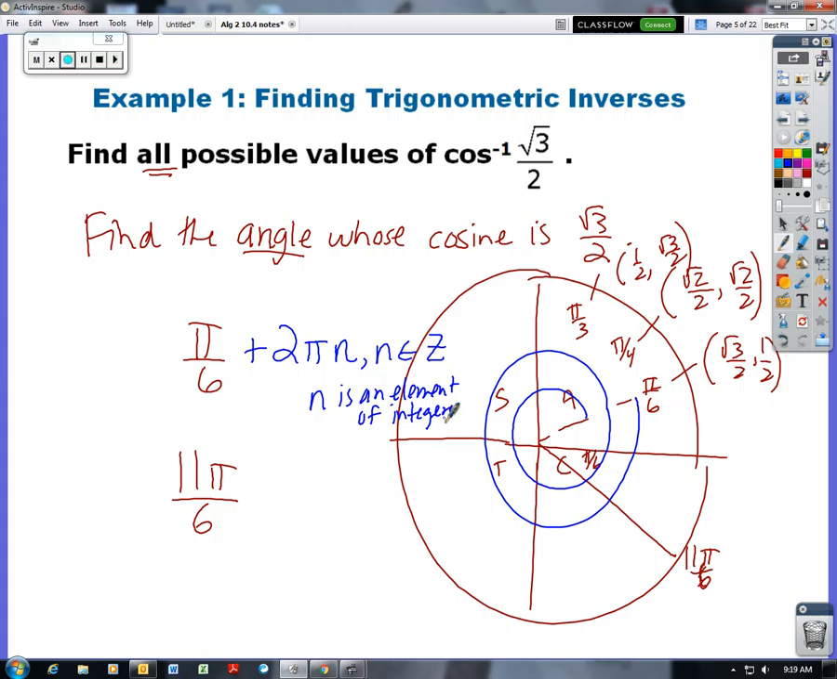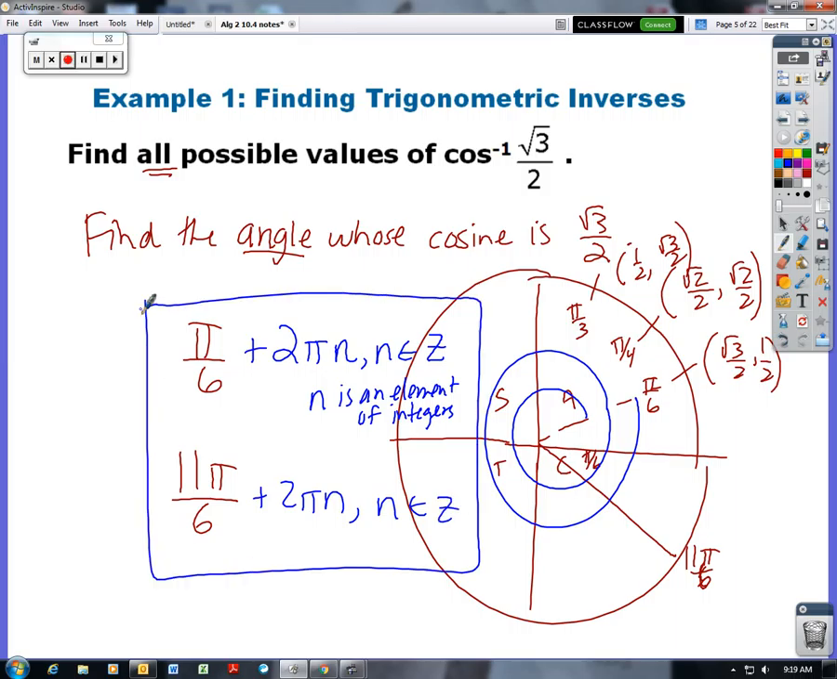All the positives and negatives. So since Z, the integers, could be negative, that also includes going the other direction as well, and getting all of those coterminal angles. And then we'll do the same thing with 11 pi over 6. We'll add 2 pi n as well to get all of those coterminal angles, where n is an element of the integers. This entire box is all the angles whose cosine is root 3 over 2.